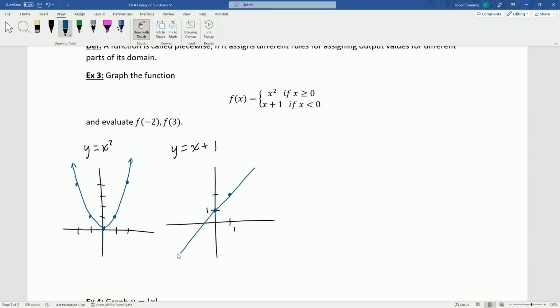So now when I want to graph f of x, I just have to take these two graphs and place them in the appropriate domain, right? So let's just read this. This says it's x squared if x is greater than or equal to 0. So that means my breaking point here is at 0. And when x is bigger than or equal to 0, I draw the graph of x squared. So I look at the graph of x squared. So from 0 to the right, that's what I'm going to draw here.